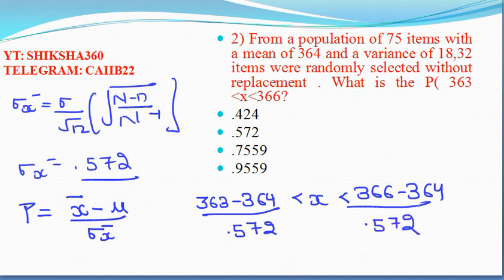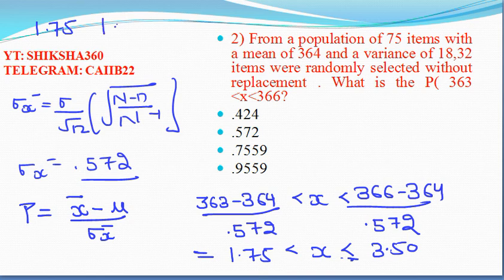Because we have to find the probability in this range, when we solve this, ignoring the minus sign here, we will get 1.75 × 3.50.